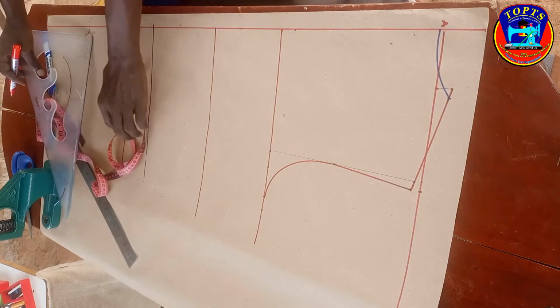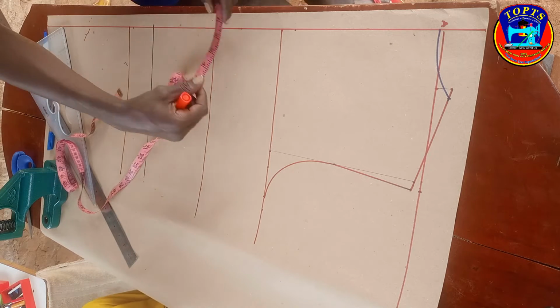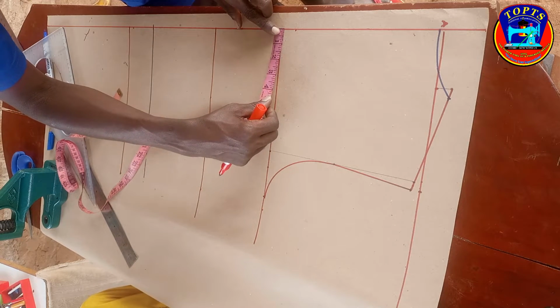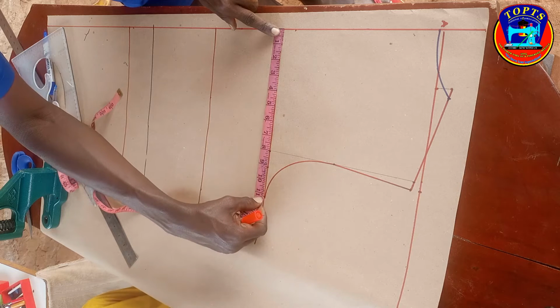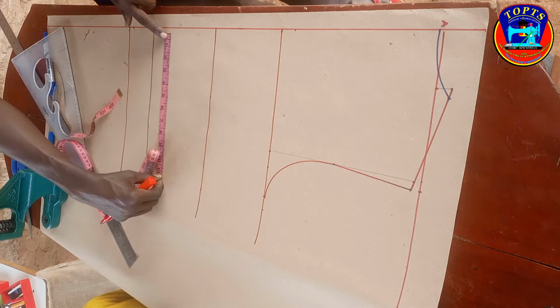We are done with the arm line area. Next is to shape this jacket from the bottom. Now, what I have here, which is 11.125 inches, I square it down to this line.